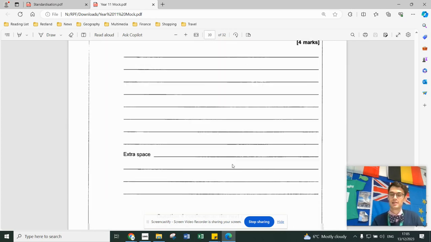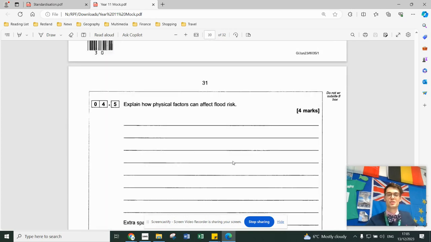And I promise you we're nearly there. The last two questions: explain how physical factors affect flood. Physical means natural. Urbanization is not natural. Deforestation is not natural. Concrete and tarmac on the road is not natural. The natural factors you had to talk about were things along the lines of geology, rainfall, vegetation cover, the altitude, the steepness of slopes, if it was flat land or steep land, and the like.